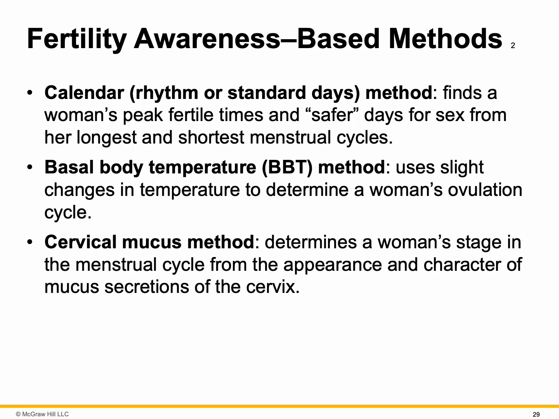Okay, so what are each of these methods? The calendar method uses a calendar to find a woman's peak fertile time and safer days for sex from her longest and shortest menstrual cycles. In contrast, the basal body temperature method uses slight changes in a woman's body temperature to determine their ovulation cycle. And finally, the cervical mucus method determines a woman's stage in the menstrual cycle from the appearance and characteristics of mucus secretions of the cervix.